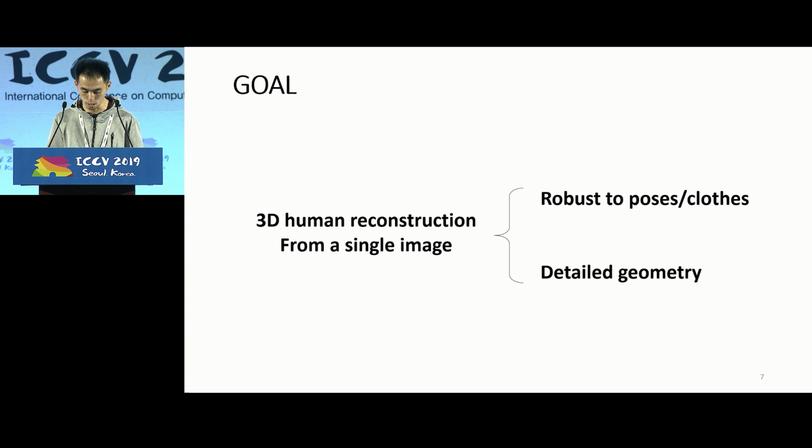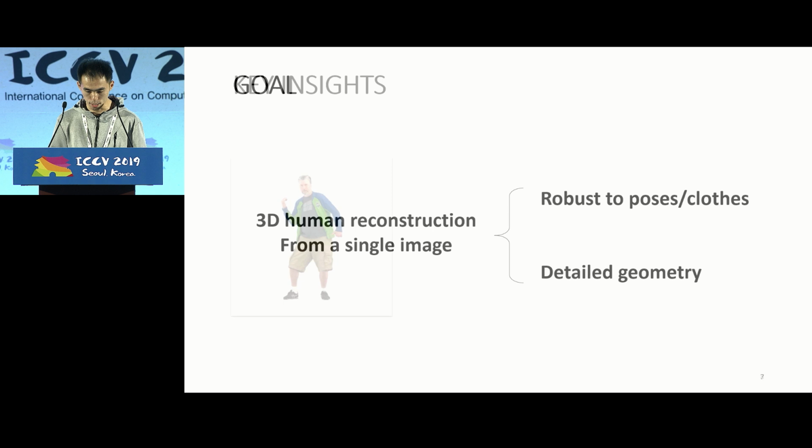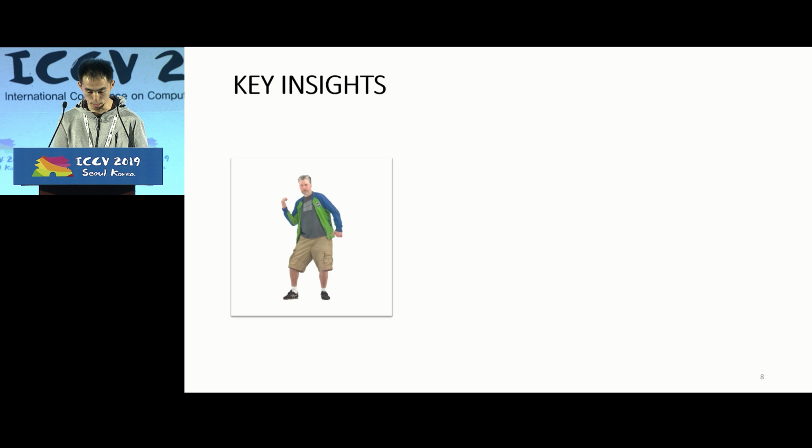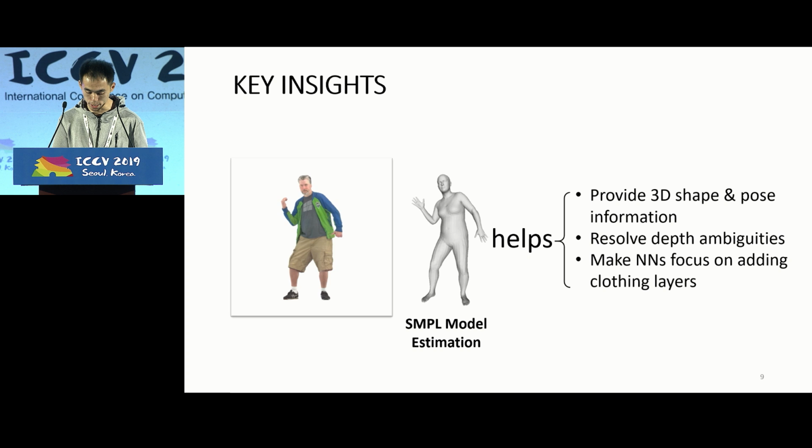To achieve this goal, our key insight is that no matter what kind of outfit the subject wears, a body template estimation can provide steady shape and pose reference of the subject and resolve depth ambiguities. Therefore, the network doesn't need to infer the body shape and pose anymore and can focus on learning to reconstruct the clothing layers.